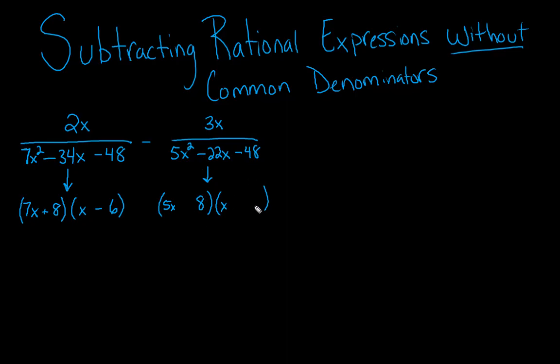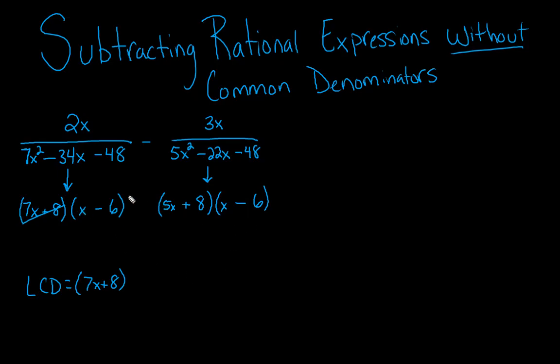If the 8 is here and the 6 is here, all right, we need a negative 30 plus 8 to give us the negative 22. All right, so those factored. And then from here, to get our LCD, we are just going to multiply our unique factors together. So we have 7x plus 8. Let's get rid of that. There isn't a 7x plus 8 over here, so we don't need it.